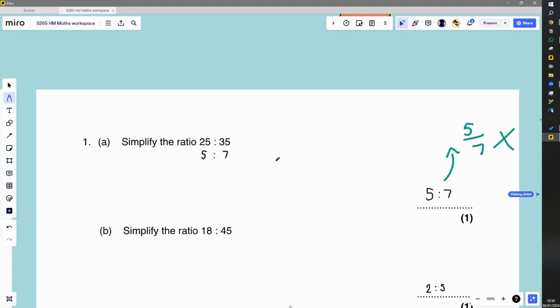So we've got 5 to 7. We want to know what fraction of the total is this 5. Well, we add the two parts together, which is going to give us 12, and it's going to be 5/12.